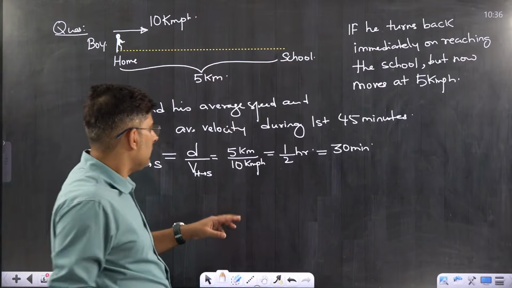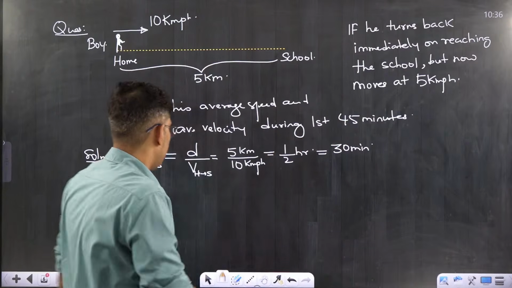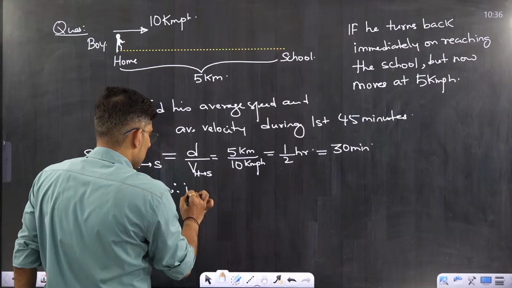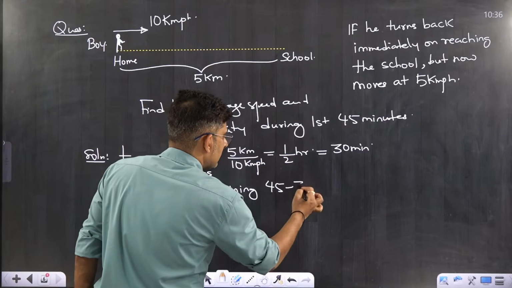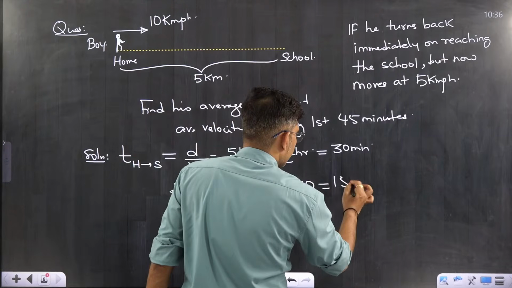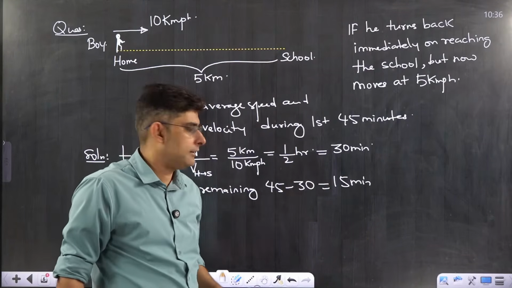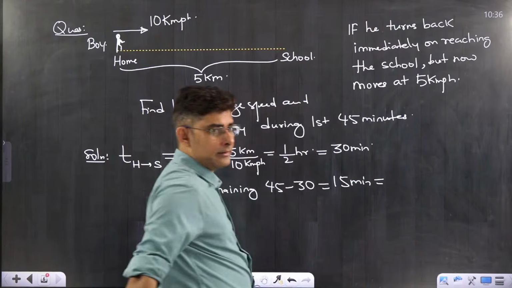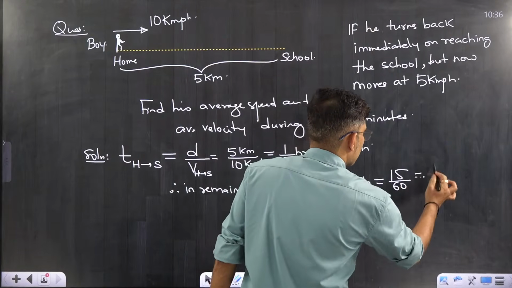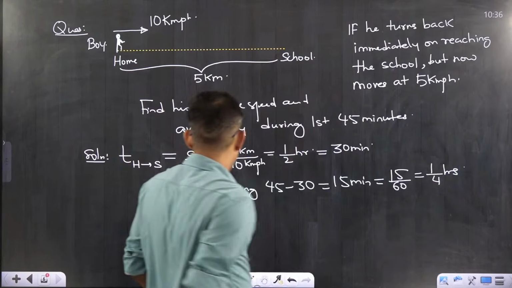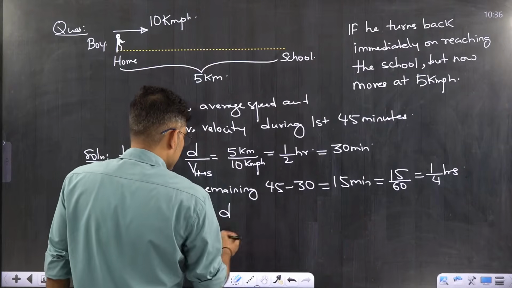Now what happens? He immediately turns back and his speed has also changed. But we are being asked for 45 minutes. Therefore, how much time is remaining? 45 minus 30, which is how many minutes? 15 minutes. He does not have to come home completely. He has to move only for a further 15 minutes. Convert 15 minutes into hours. How can we convert 15 minutes into hours? We can write 15 by 60, which is 1 by 4 hours.